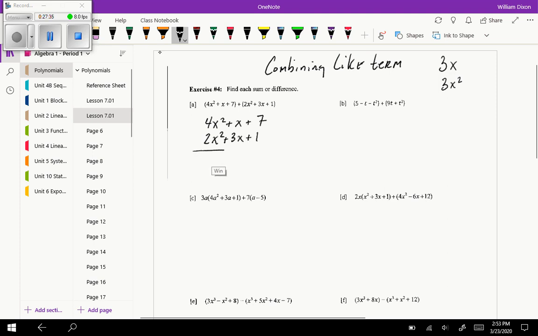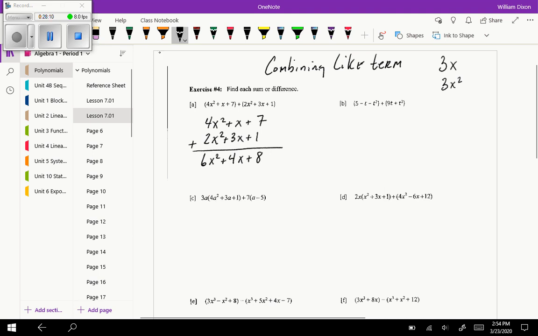I'm going to draw a line and then the plus sign because I'm adding. When I add down, I have 6x squared plus 4x plus 8. Please, a couple of things. One, do not add the exponents. We are adding like terms. You add the exponents when you are multiplying, and we'll see that in letter C. Also, your answer should be in descending order.